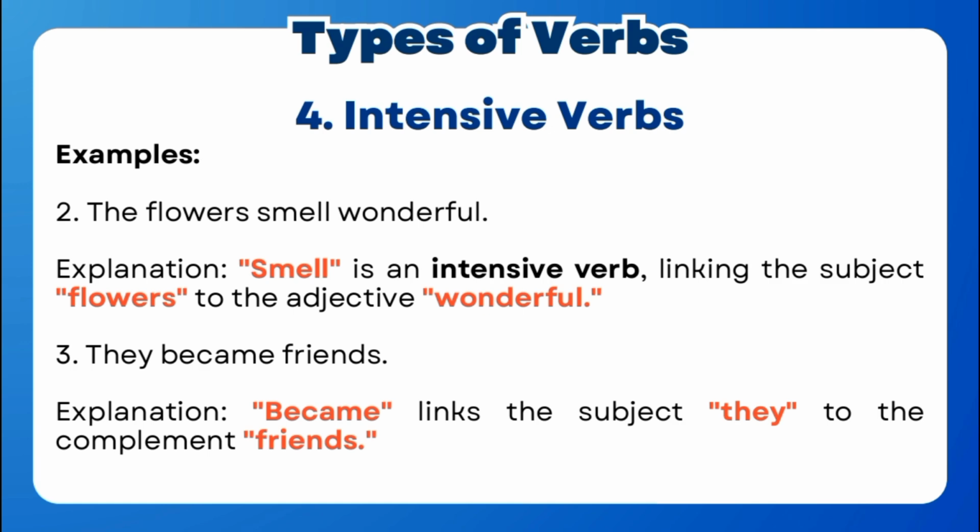Smell is an intensive verb linking the subject flowers to the adjective wonderful, as well as in the sentence they became friends, where became links the subject they to the complement friends. Now became here functions as an intensive verb. Take note that intensive verbs link the subject to a description or identity rather than showing action. Again, in the given example, he is a teacher, links he to teacher, giving more information about the subject.